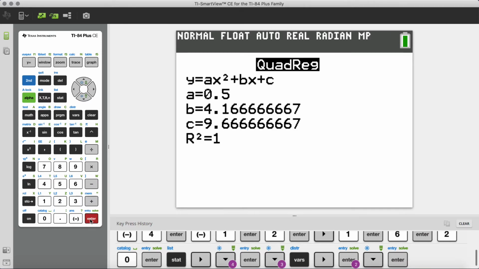So we can write that out. It's telling us that our a value is 1/2, so we're going to say y is equal to 1/2 x squared. The b value is 4.166 repeating, so plus 4.16 repeating x. And then the last value is plus 9.6 repeating. Okay. Then it says use the graph to find the value at x equals 5.